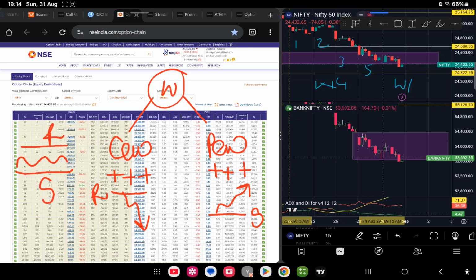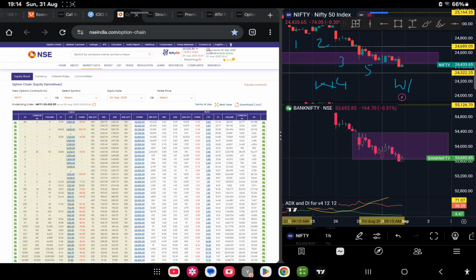that means the market will be stuck between resistance and support. So this is a classic example here. See, this zone is support and this zone is resistance, and the market is stuck in between, indicating a sideways view. Okay, now let's get started. So we can see that Nifty open was 24,450.